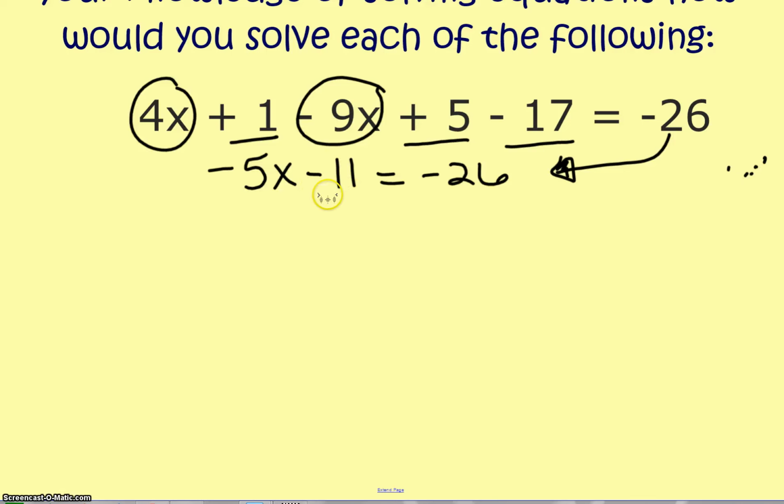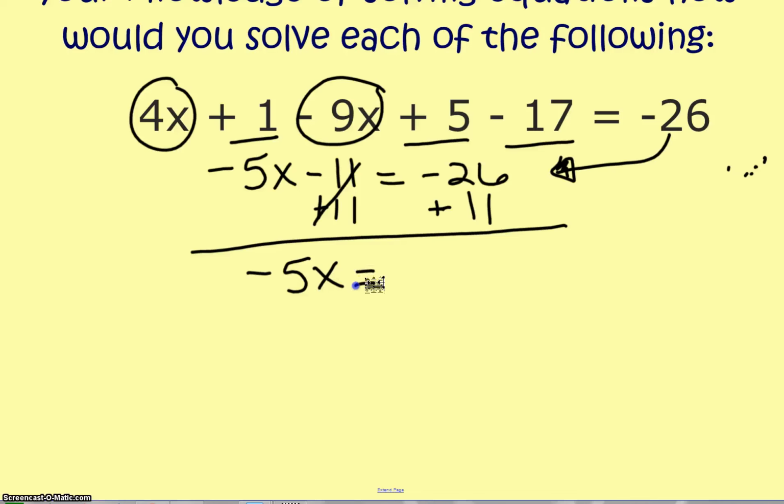So in order to get rid of the negative 11, you do the opposite or the reciprocal. The opposite of negative 11 is a positive 11. So if I do it to this side, I need to do it to the other, so we're fair. That would be like giving first period $100 and not giving sixth period. That's not fair. So then you write everything that's left on this side. Negative 5x equals, well, if you don't know this in your head, take out your calculator. Negative 26 plus 11 is negative 15.